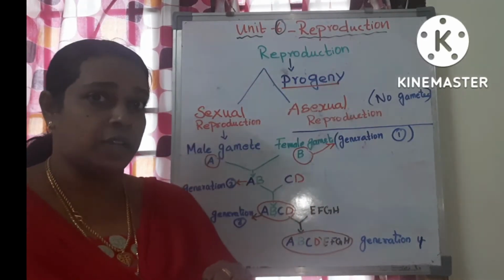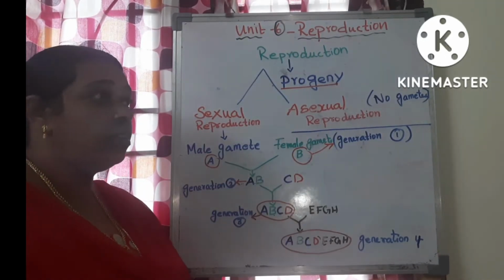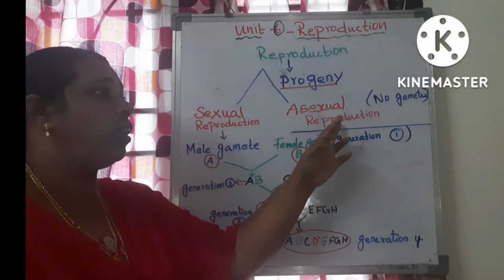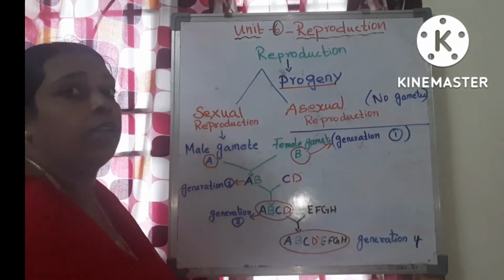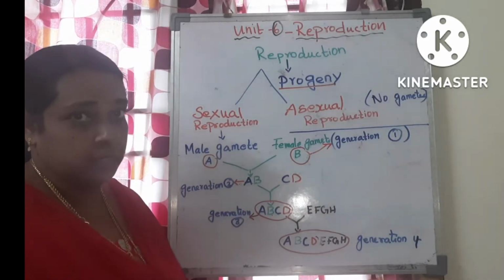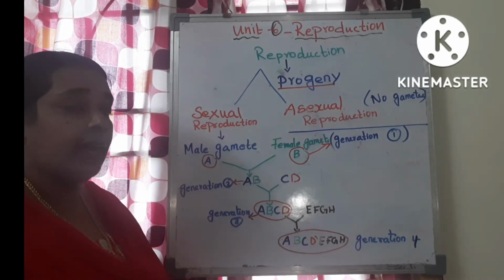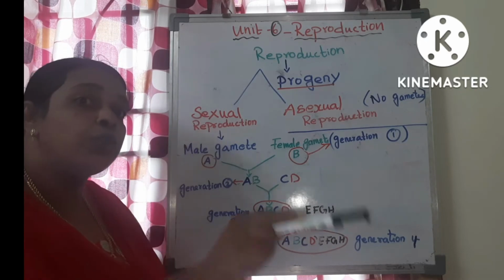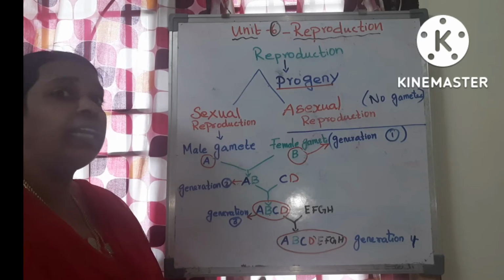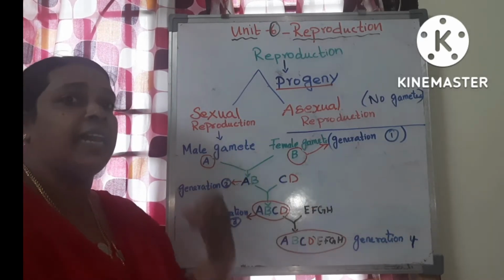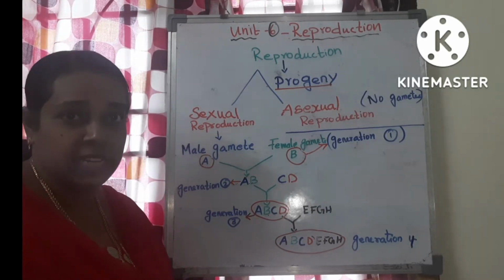process called reproduction. In reproduction, we have two modes: one is sexual reproduction, the other is asexual reproduction. In sexual reproduction, gametes are involved, so fusion takes place. But asexual reproduction is not like that; no gametes are involved, no fusion takes place. In sexual reproduction, we need a male gamete as well as a female gamete. Fusion between these two gametes will give rise to a progeny.